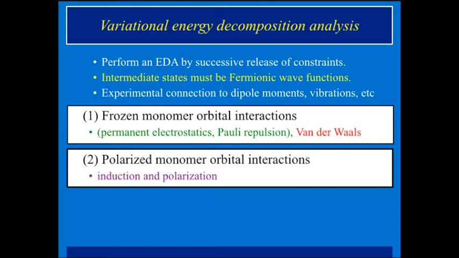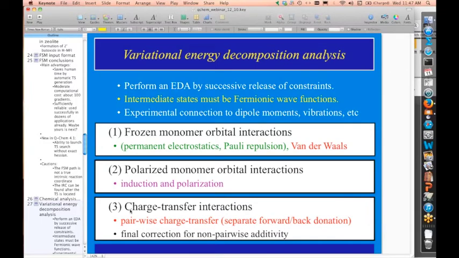And so that second variational energy is guaranteed to be lower than the first because we've released a variational constraint. We've relaxed the monomer orbitals in the presence of their fellow monomers. Then finally, we relax the constraint that no electrons can transfer, and that allows a description of forward and back donation. And so that's the basic scheme.